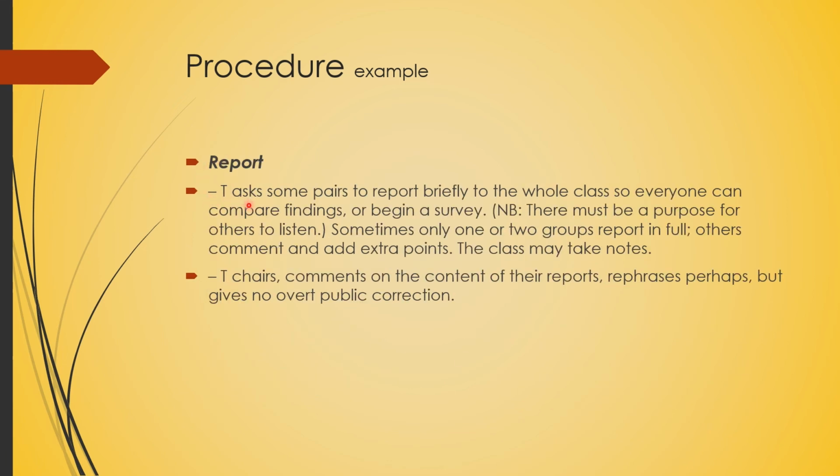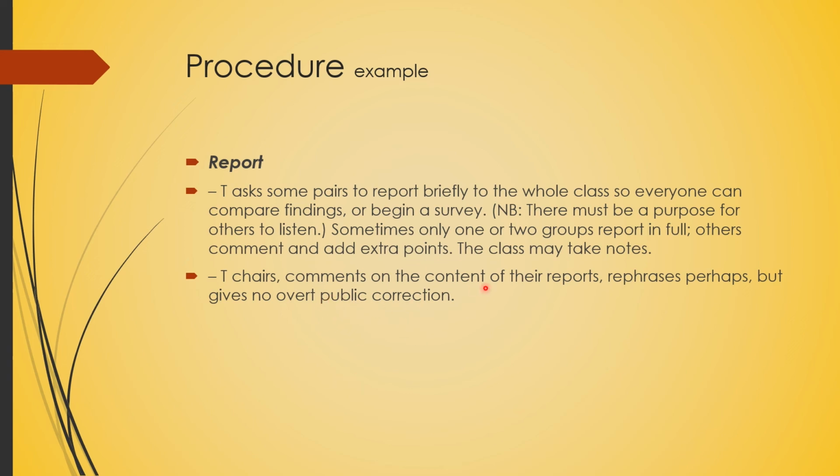The teacher asks some pairs to report briefly to the whole class, so everyone can compare findings or begin a survey. So the teacher can read the text, or read the development of the students, and he or she can read it aloud and make some points on it, as other students can take notes. The teacher chairs, that means he will be the center of that particular class. Saying so doesn't mean that he or she will be controlling. He or she will be giving the instructions. The teacher comments on the content of the reports, rephrases perhaps, but gives no overt public correction. So he or she will not give any public correction there.